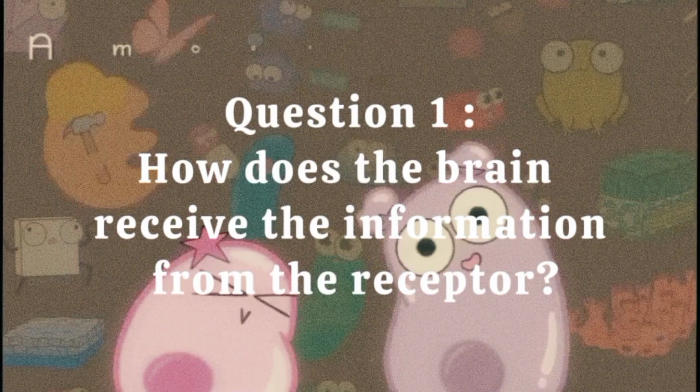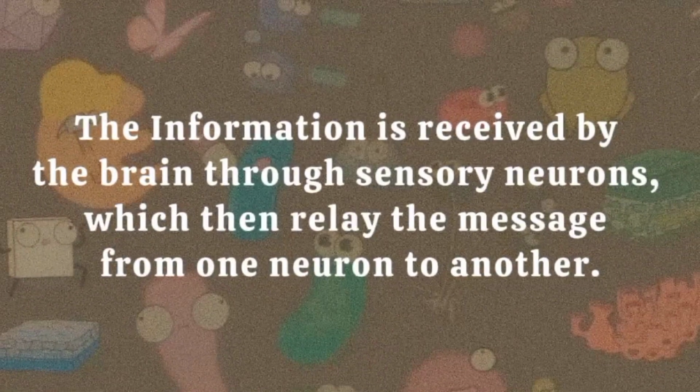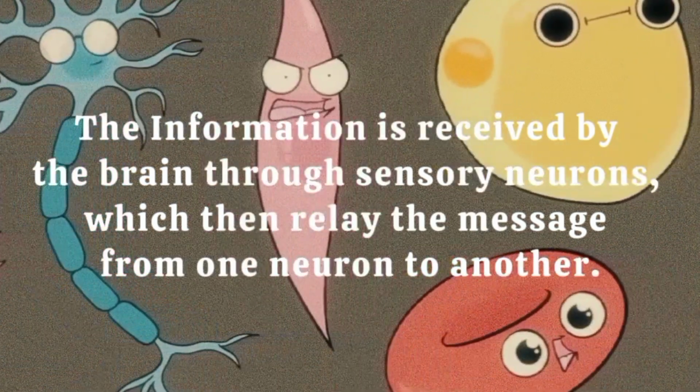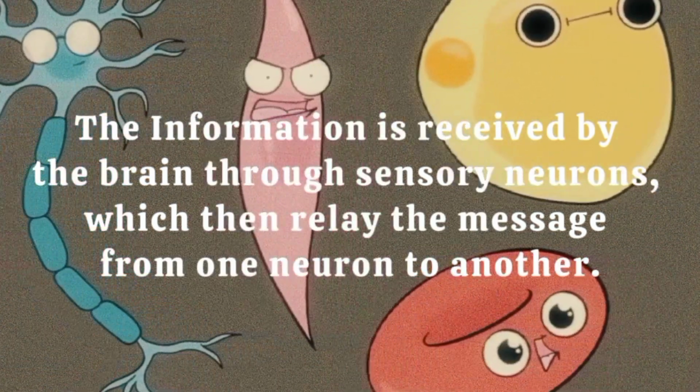How does the brain receive the information from the receptor? Information is received by the brain through sensory neurons, which pass the message from one neuron to another.